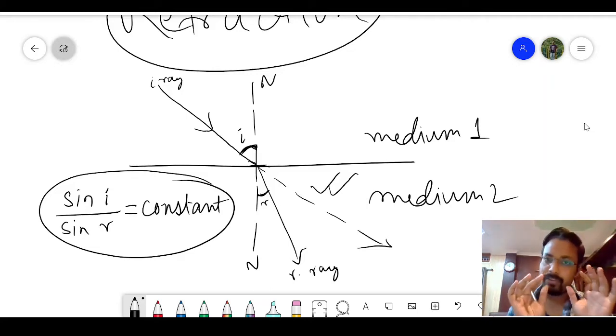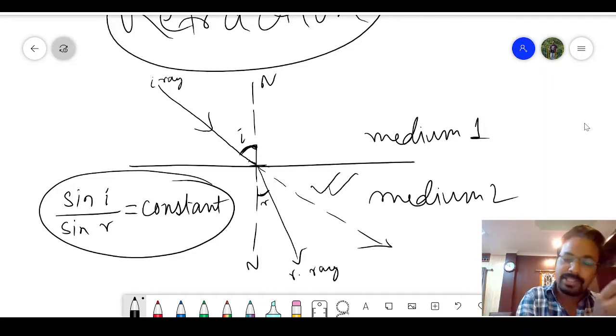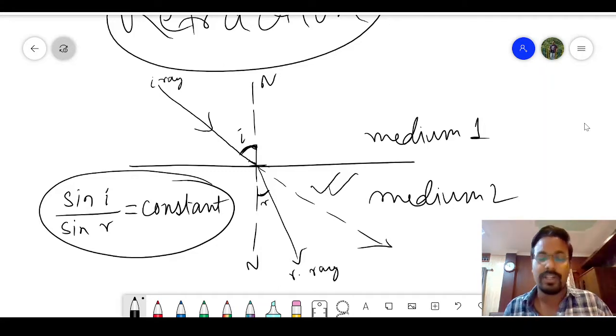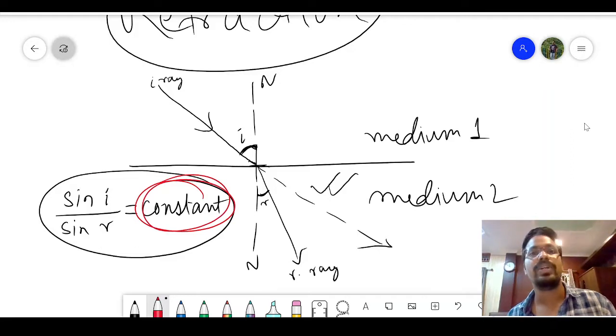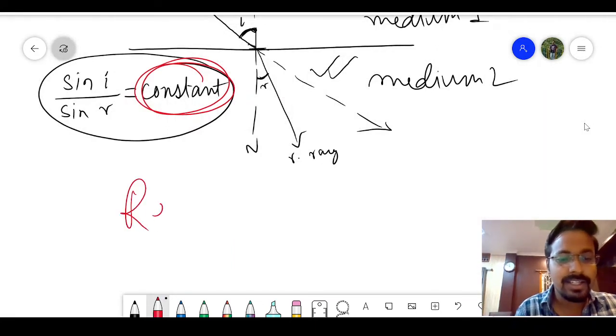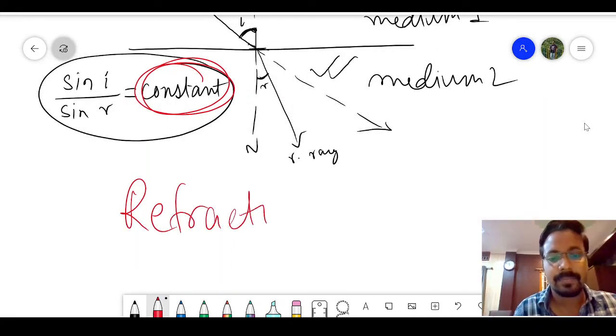Okay, if you have not understood, go back and listen to what I have said once more. It will be easier for you to understand if you are facing any trouble. Now we have this constant value here. What does this constant value mean? This constant value is called the refractive index of the medium. You heard it right, it is the refractive index.